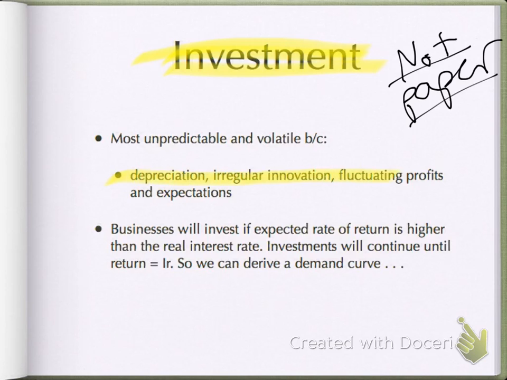And the reason is that depreciation occurs for businesses where they have to replace things. They set aside money every year to do this, but they may not have a regular replacement schedule. Irregular innovation means suddenly the internet comes about and everybody has to make capital upgrades to be internet compatible. Or your profits just fluctuate as a business. So the basic idea, though, is businesses are going to invest if the expected rate of return is higher than the real interest rate, and investments will continue until returns equal the interest rate.